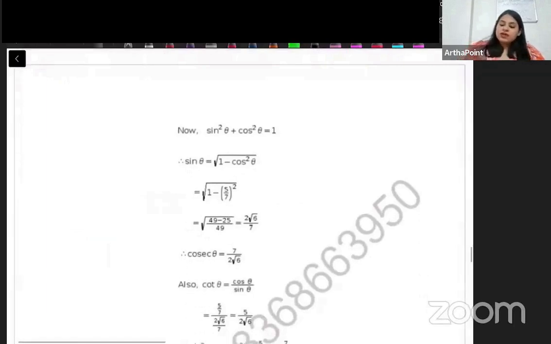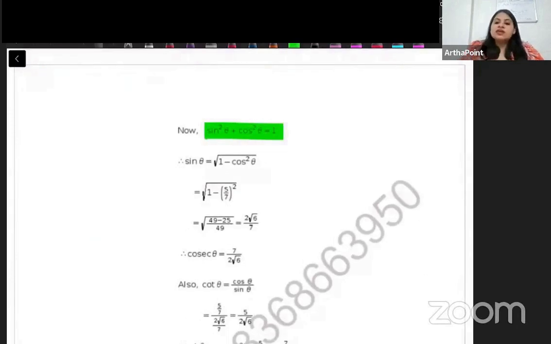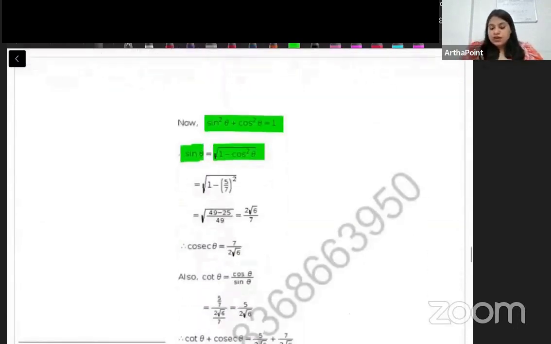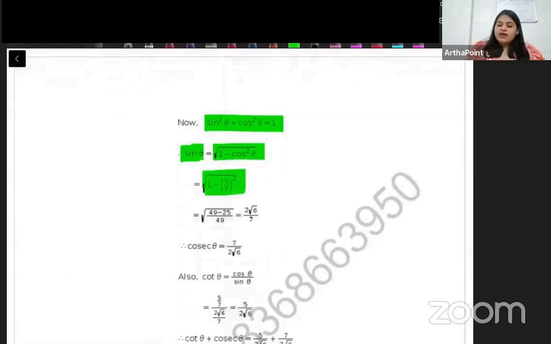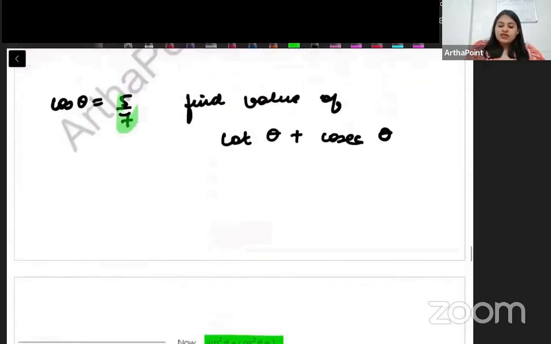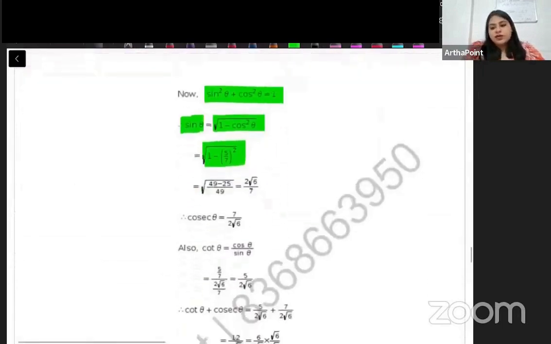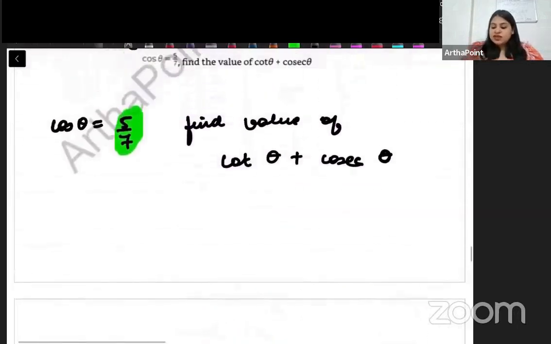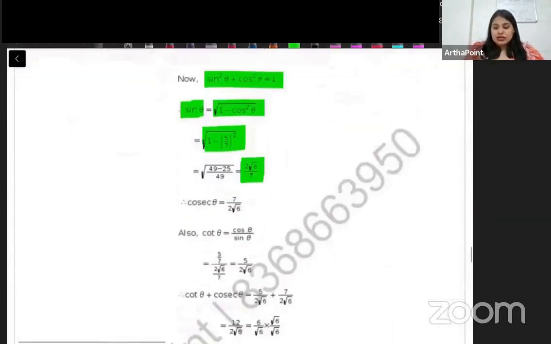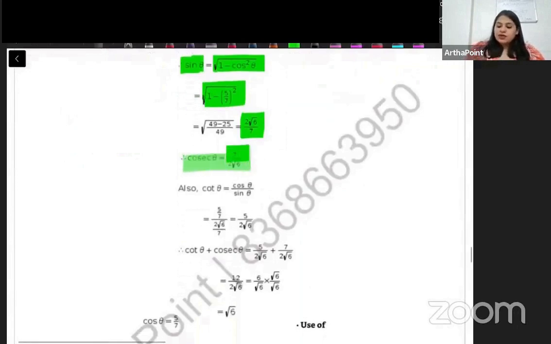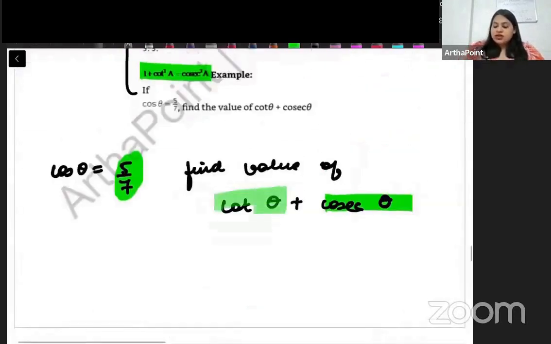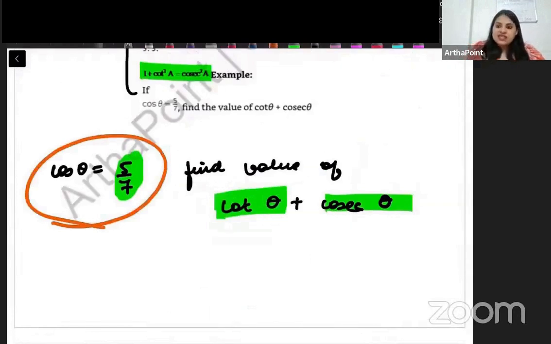Now we know, beta, that sin squared theta plus cos squared theta is 1. So sin theta will be the root of 1 minus cos squared theta. Right? So sin theta will be the root of 1 minus 5 by 7 whole square. So the value of sin theta will come. Now cosec theta is 1 by sin theta, so it will be the reciprocal of the above. Cosec theta is found. Beta, cot theta is cos theta by sin theta.